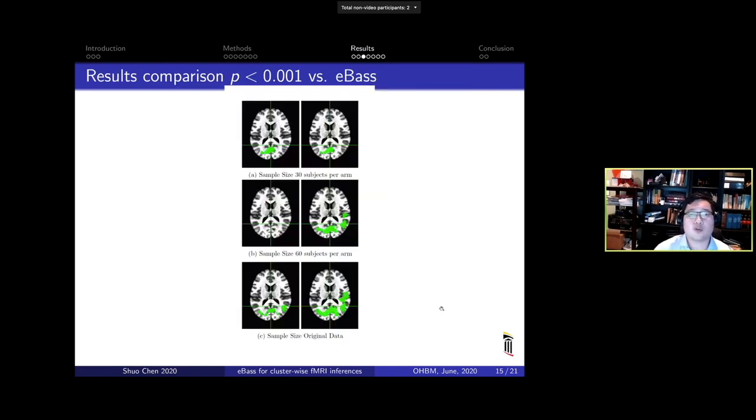And then we do the experiment, where we randomly select a subset of 30 subjects with disease and 30 healthy control subjects.